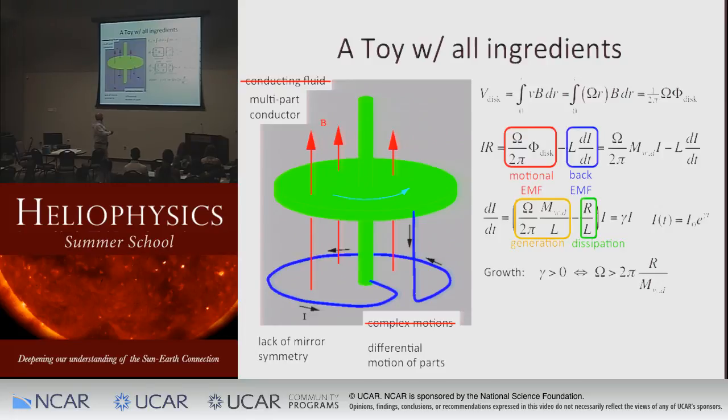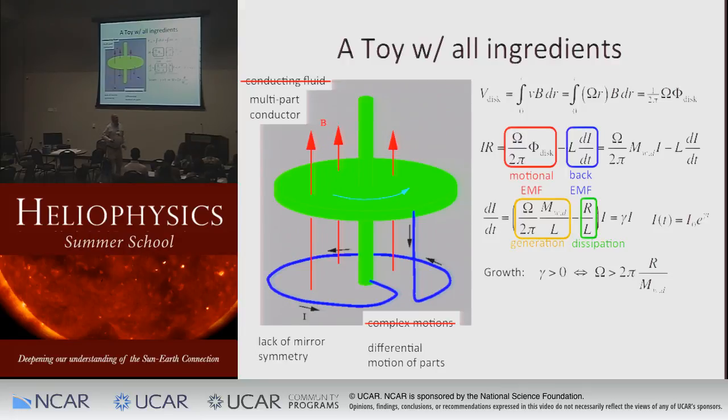Yes, and there you have it. There's a solution. Basically, growth only occurs if gamma is positive. That means omega has to be bigger than the ratio of resistance to mutual inductance. There you have it, my vigor, right? How fast do I have to turn this? It's set entirely by the resistance and the mutual inductance of the circuit.